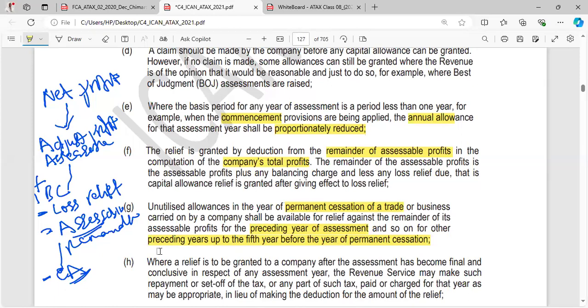Normally, you are supposed to take that unrelieved capital allowance forward. But the law says because you are ending business this year, take them backward for 5 years. So it means this year, which is the year of cessation, take it to the year before cessation, take it further back until you get to 5 years back. So you count 5 years before the cessation year, and you grant your capital allowance.